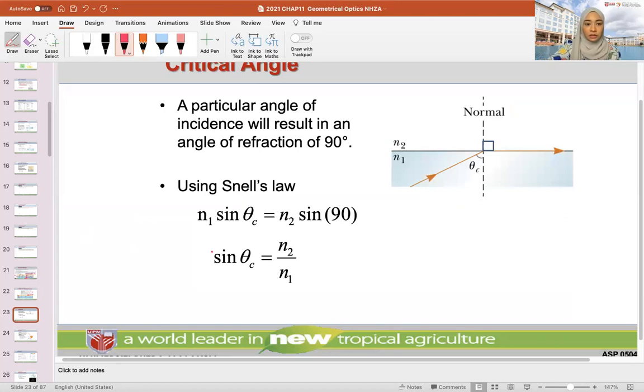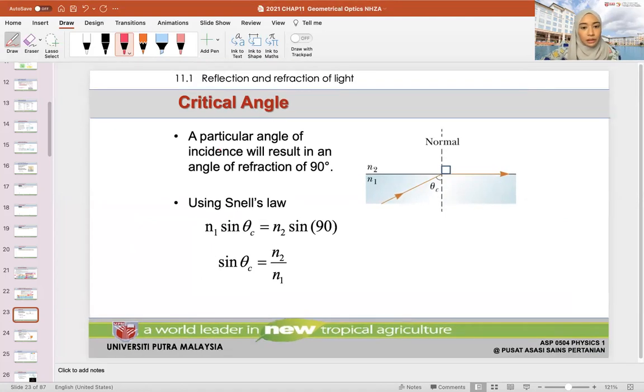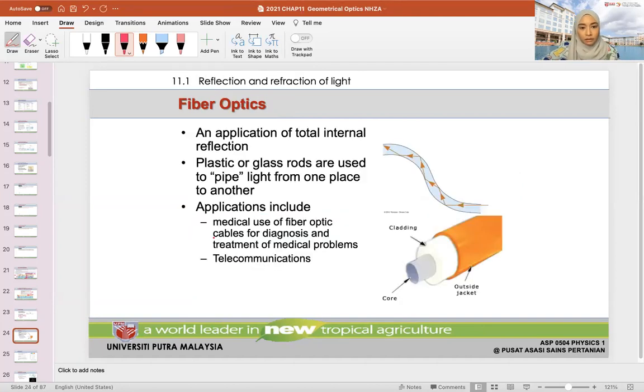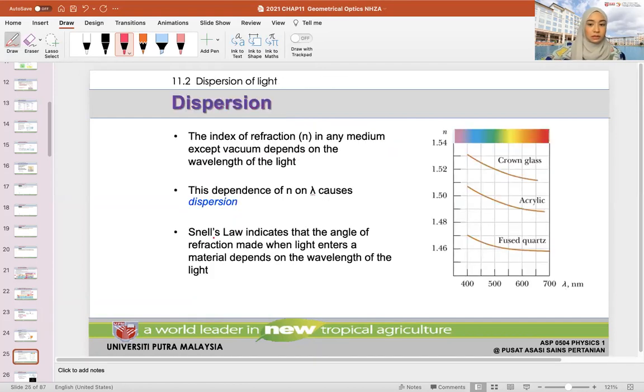Okay, moving on. So critical angle, recap: a particular angle of incidence will result in an angle of refraction of 90. This is your critical angle. The refracted ray will move at the boundary, propagating along the boundary. And because of that, we have this equation and you can solve for your sine theta C. So this is an application of TIR. We talked about it, optical fibers. And then this is our next part, dispersion.